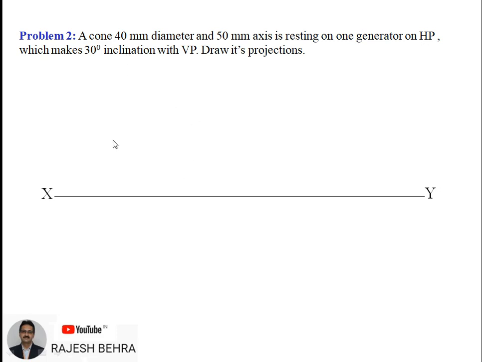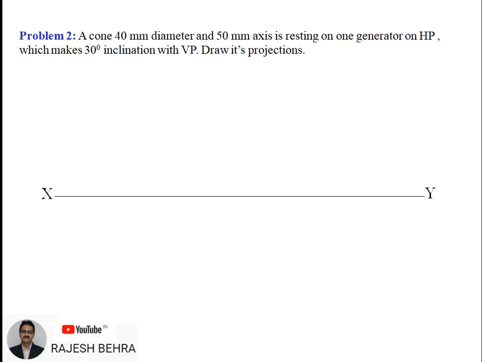Now we have to take care of the first stage. Since this generator will be lying on XY, in the first stage we have to make sure that either this generator is perpendicular to the XY, or its axis is perpendicular to XY. In most problems, we always keep the object in the first stage in such a way that the axis is perpendicular to XY. This XY can be for VP or for HP. In our case, we have to keep the object on HP such that the axis is perpendicular to HP.